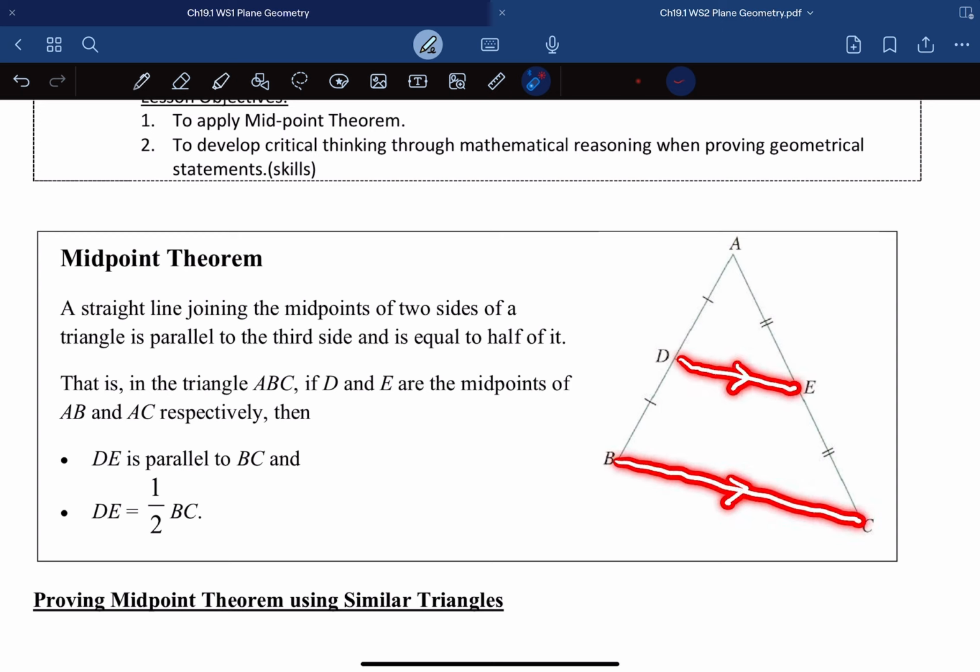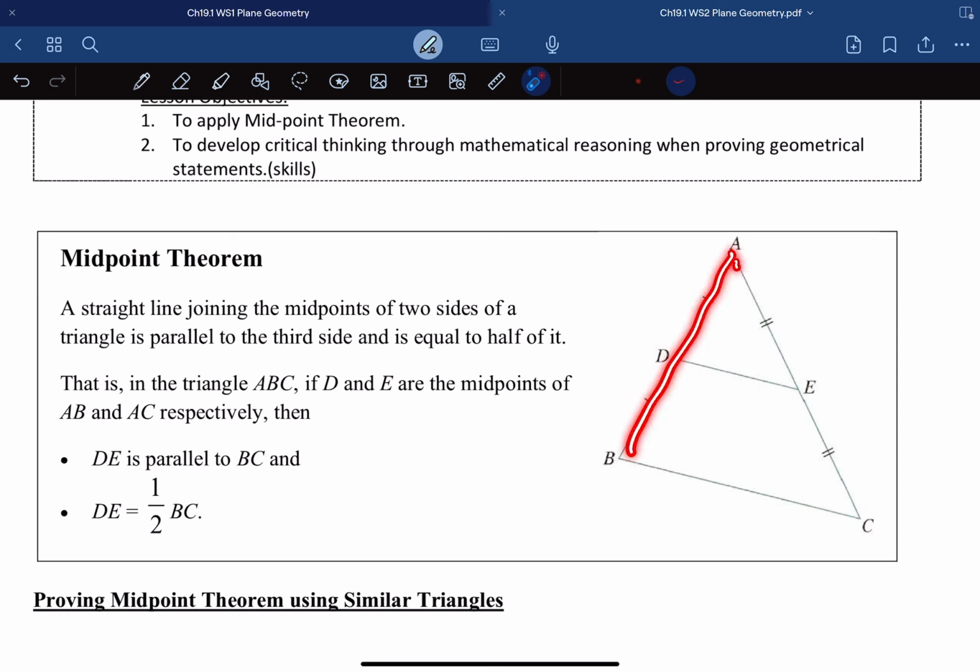If I know that D and E are the respective midpoints of AB and AC, I can conclude that DE is parallel to BC. And the second part is that the length of DE is half the length of BC. This is a very special property that we can only conclude if D and E are midpoints of the sides AB and AC respectively. So this is called the midpoint theorem.